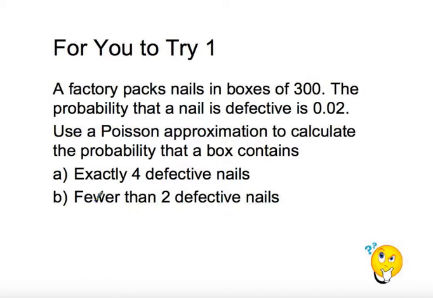Now you try one out. A factory packs nails in boxes of 300. The probability that a nail is defective is 0.02. Use a Poisson approximation to calculate the probability that a box contains exactly 4 defective nails, and fewer than 2 defective nails. So if you want to pause the video and have a go for yourself, and then resume it in a moment when I will go through the solution.